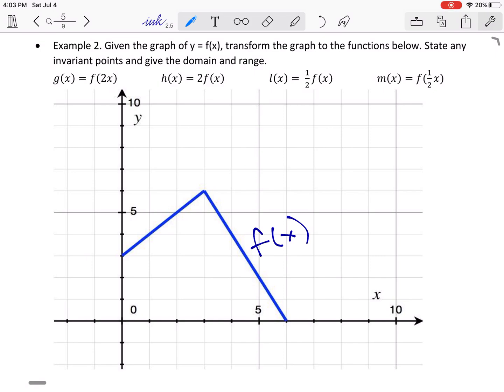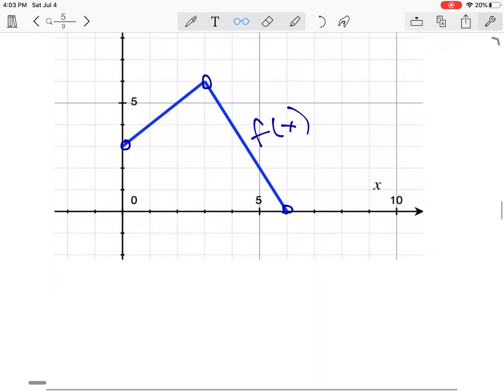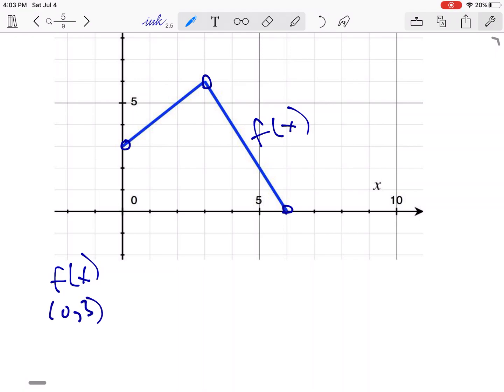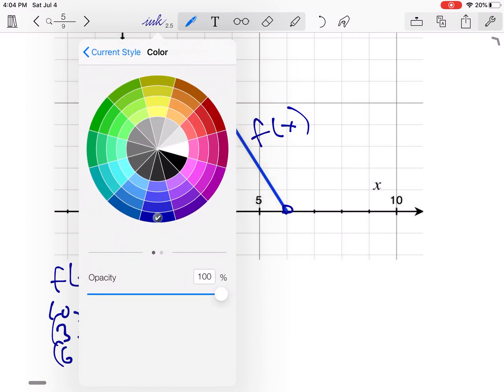So let's take these 3 coordinates right here. Going left to right, we've got (0, 3), (3, 6), and (6, 0). So let's start with g(x).